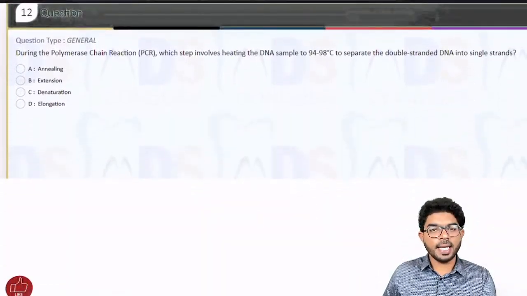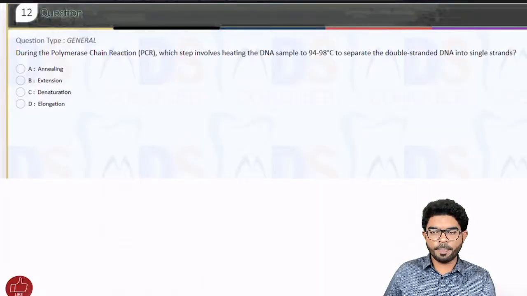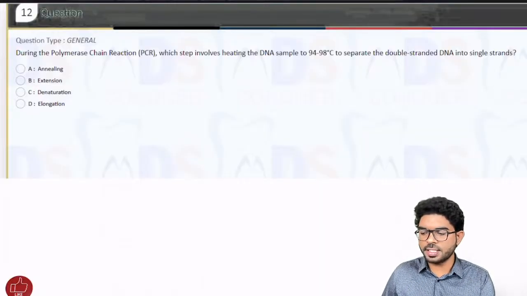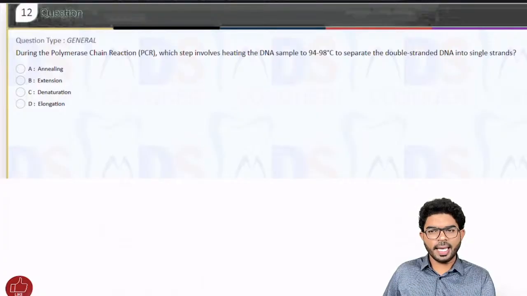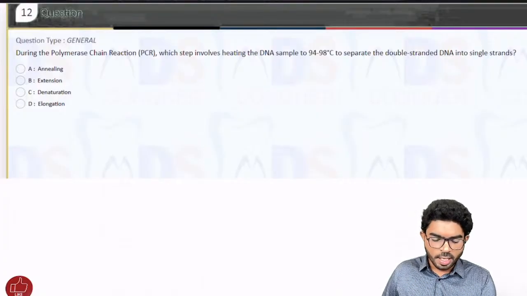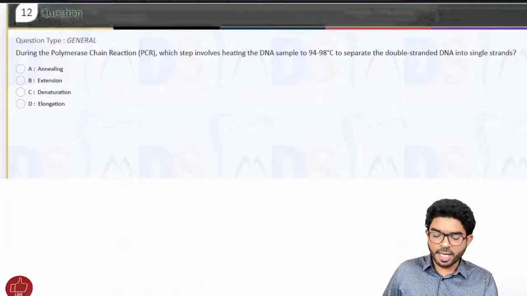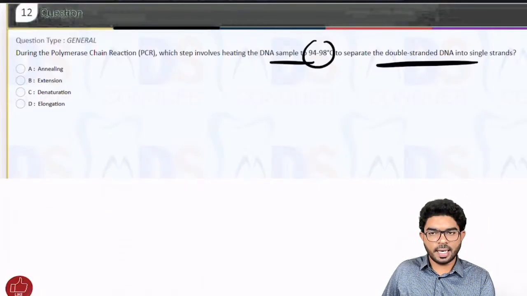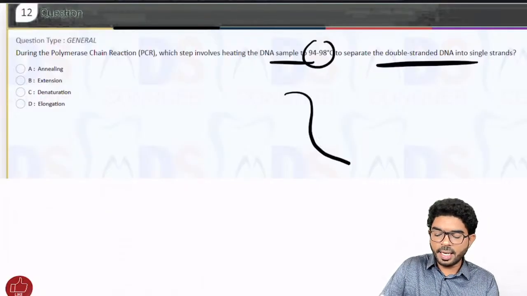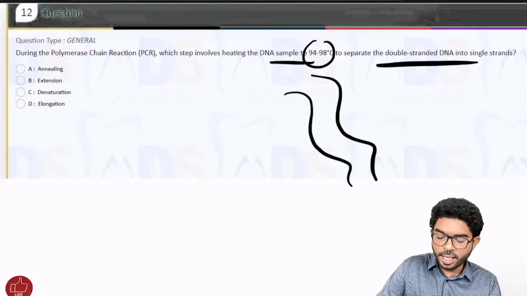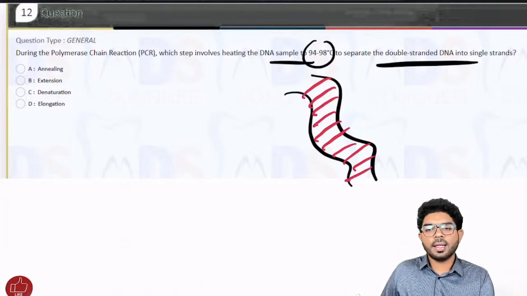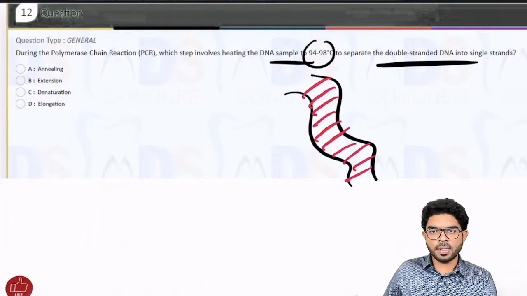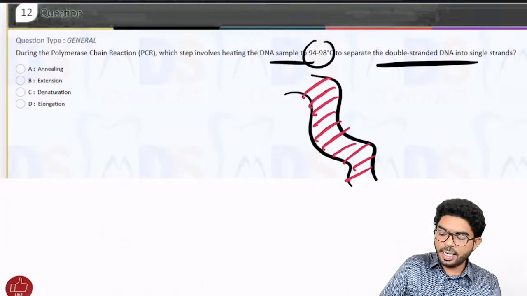Okay, then PCR. We need to learn a little about PCR, a very favorite area of questions when you're preparing for exams like INICET. Many questions were given. The question is: during PCR, which step involves heating DNA to a temperature range to separate the two strands of DNA into single strands? We know that DNA is a double helical structure bonded by hydrogen bonds. They're saying that I'm heating, by which I'm breaking these hydrogen bonds and converting double stranded DNA to single stranded DNA.